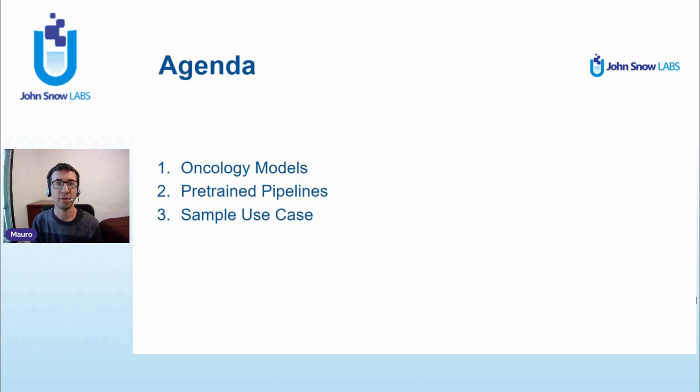So these are the topics that we're going to cover today. At first, I'm going to talk about some oncology models, different types of models, how to use them, how to select the best one for your use case, and also I will show you some examples. Then I will talk about pre-trained pipelines. I will show you the ones that we have and also how to use them. And at the end, I'm going to show you a sample use case so that we can see how you can apply what you have learned in this webinar.